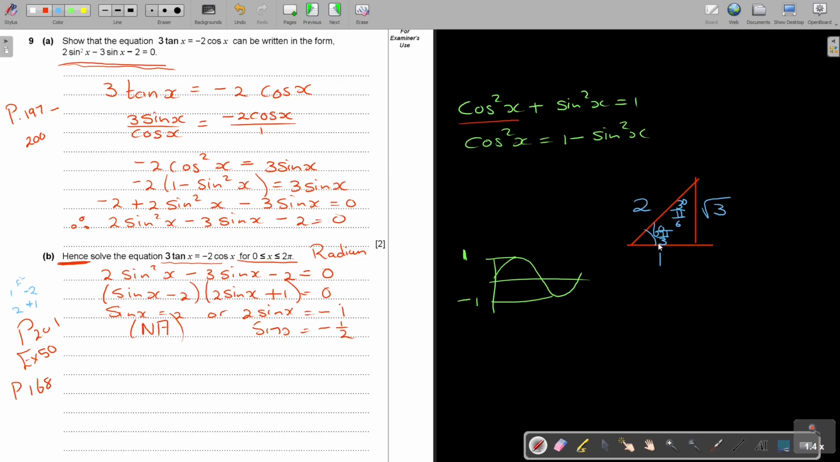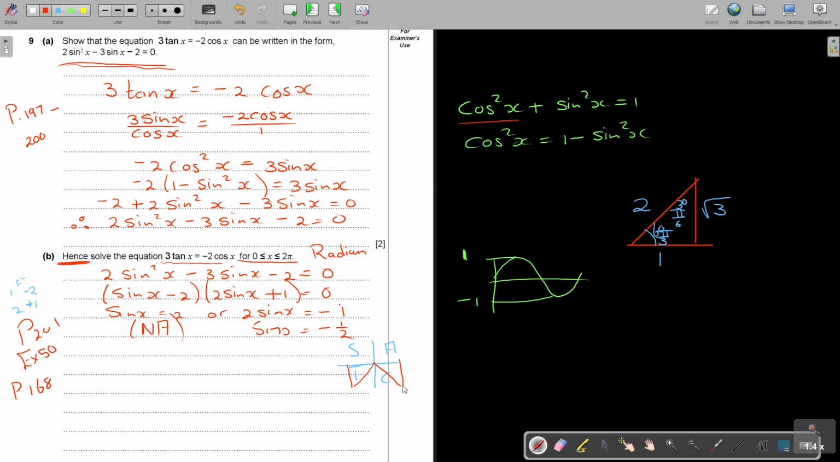So when I see it's sin, if I'm going to go to my CAST diagram, where is sin negative? It's positive in quadrant 1 and 2, and it's negative in quadrant 3 and 4. Okay. So it's there and there. Now, that's all that the negative is telling me.